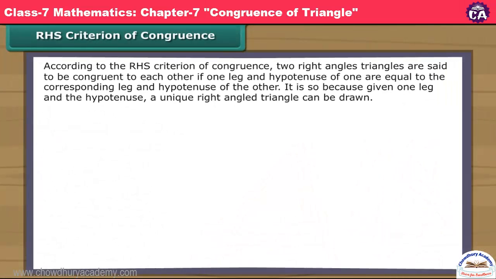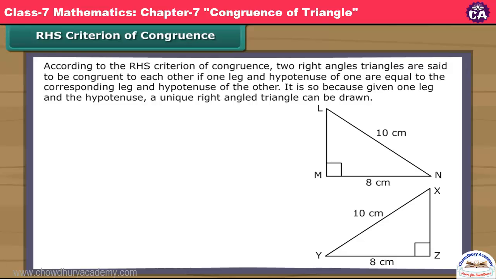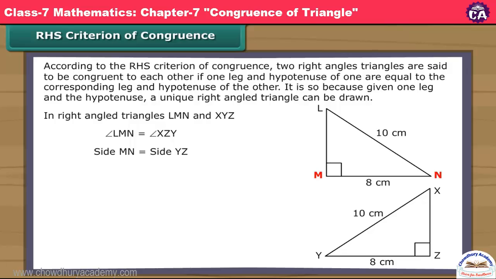According to the RHS Criterion of Congruence, two right-angled triangles are said to be congruent to each other if one leg and hypotenuse of one are equal to the corresponding leg and hypotenuse of the other. It is so because given one leg and the hypotenuse, a unique right-angled triangle can be drawn. In right-angled triangles LMN and XYZ, angle LMN is equal to angle XZY. Side MN is equal to side YZ. Hypotenuse LN is equal to hypotenuse XY.